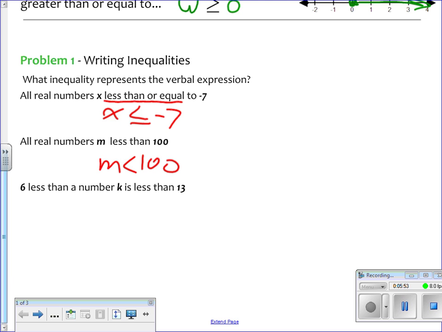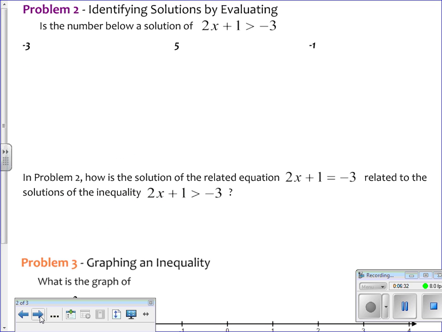So the last one's a little tricky because I got two parts to it. I have this part, which we did before, 6 less than a number k. So I start with k and I take 6 away from that, so that's k minus 6. Is less than 13. A number 6 less than the number k, that's k minus 6. I start with k and I take 6 away from it. That is less than 13. Questions? Okay.